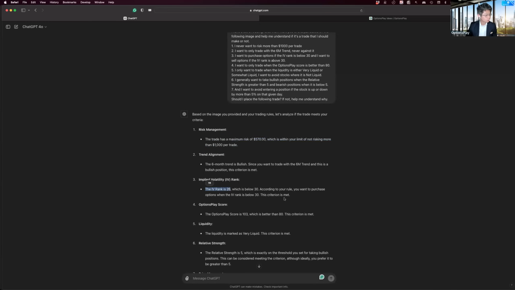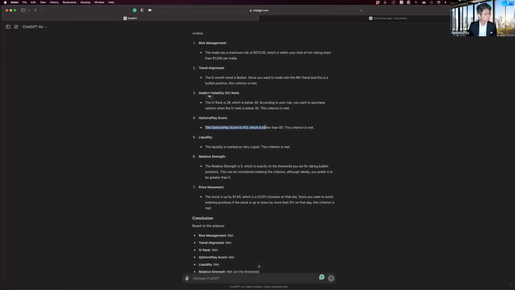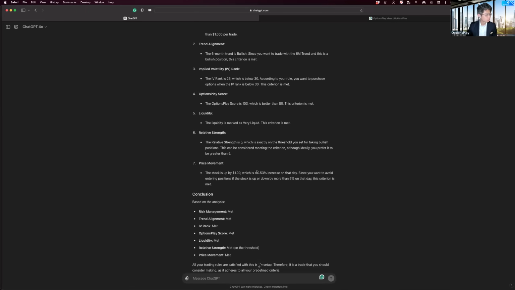The IV rank is currently 26, which is below 30, and I'm using a debit spread, which aligns with the way that I'm using IV rank. The OptionsPlay score is 103, which is better than the 80 that I need. Liquidity is very liquid. That meets my liquidity requirements. Relative strength is 5, which is exactly the threshold that I need for a bullish trade. And the stock is up 0.53%, so well within the 5% range that I'm looking for.